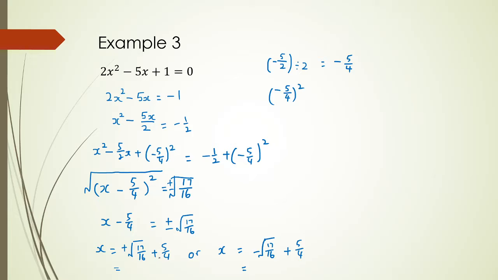This side will be 2.28 to 3 significant figures. Okay, it's a very long decimal. And then this side will be 0.219, also 3 significant figures. Okay, so this is the solution.